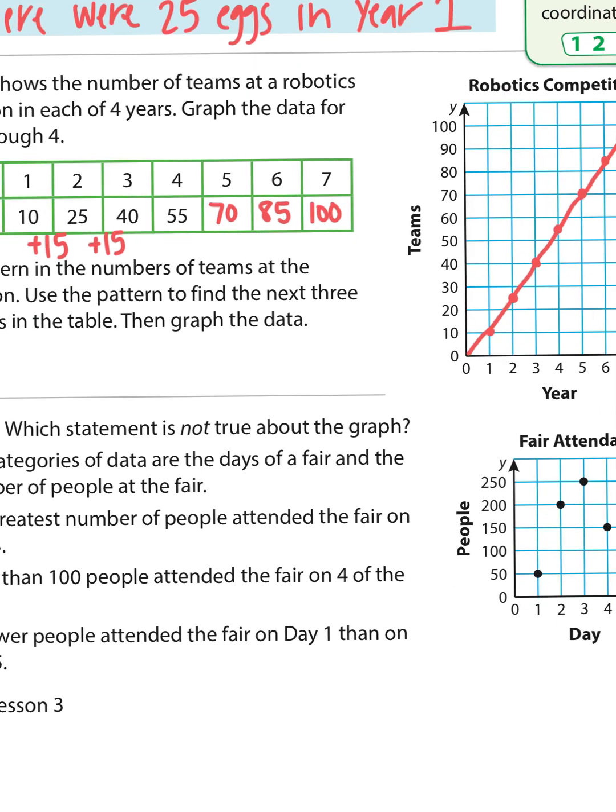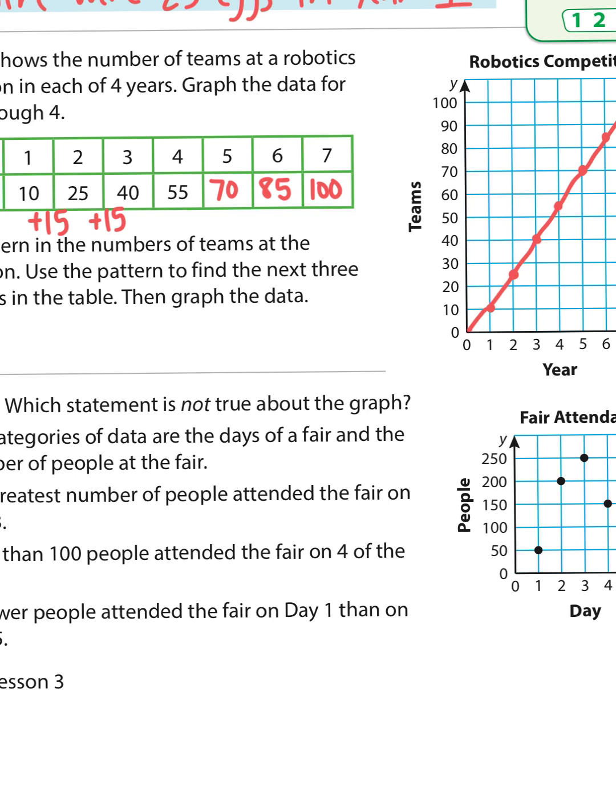Okay, last one that we're doing together today. Which statement is not true about this graph right here? Okay, first let's look at it. The title is fair attendance. Down here is the number of days. Over here is the number of people. So letter A says the categories of data are the days of the fair and the number of people at the fair. Is that true to this graph?